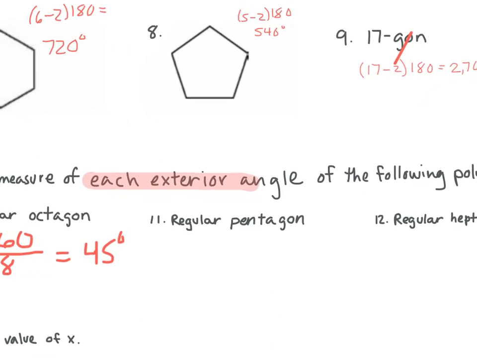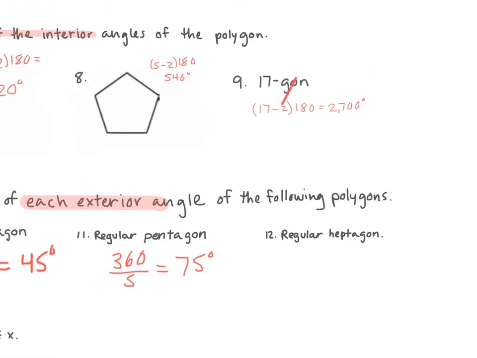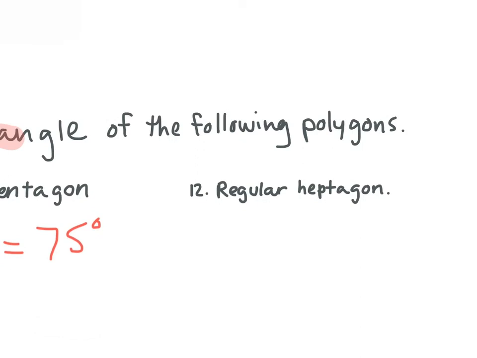So let's look at a regular polygon. Remember, we're finding each exterior angle. So what do we need to do? 360 divided by 5. What do we get? 75 degrees. And for 12, how many sides are in a heptagon? 7. So what do we do to find each exterior angle? 360 divided by 7. What do we get? 51.42.